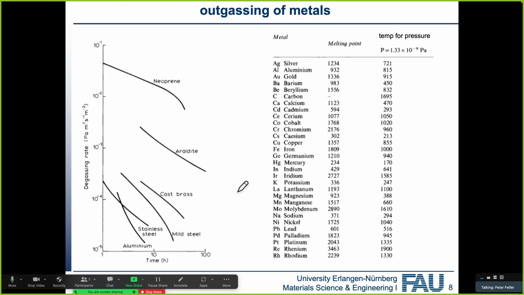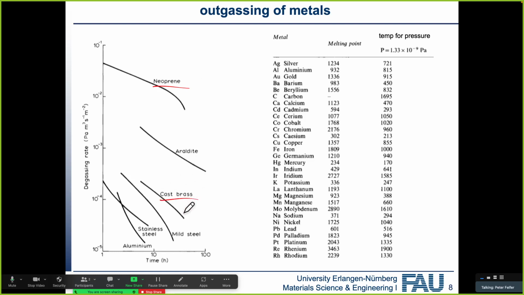You will get some outgassing from that. So here we've got outgassing of different materials over time. And you can see that if you look at different materials, if you've got something like neoprene, like a polymer, you get a lot of it. I have no idea what araldite is.